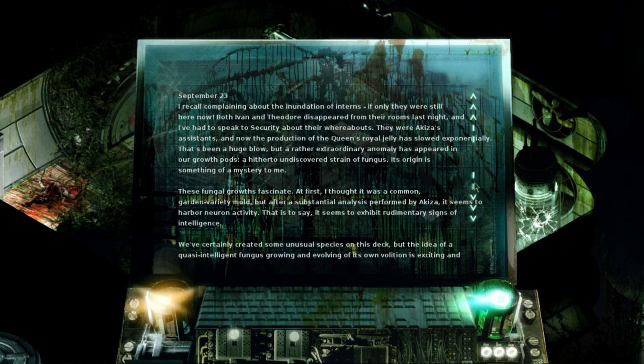That's been a huge blow, but a rather extraordinary anomaly has appeared in our growth pods, a hitherto undiscovered strain of fungus. Its origin is something of a mystery to me. These fungal growths fascinate. At first, I thought it was a common garden variety mold, but after a substantial analysis performed by Akiza, it seems to harbor neuron activity. That is to say, it seems to exhibit rudimentary signs of intelligence.